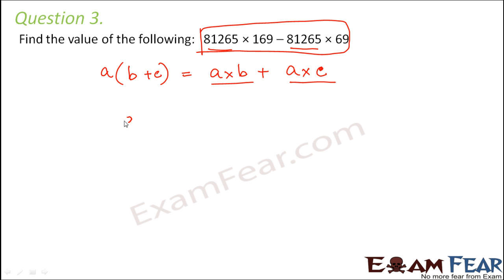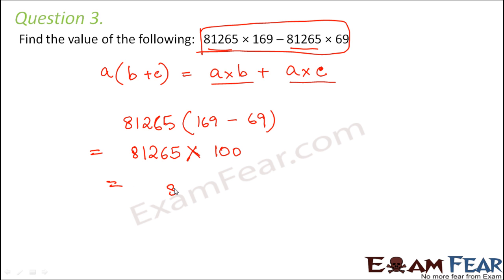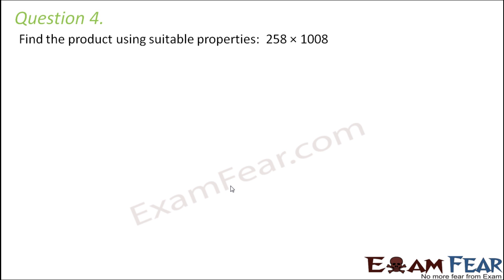So by distributive property, we can take this common 81265 and put inside 169 minus 69. You see, your calculation became very easy, because otherwise you would have to multiply these huge terms. So 169 minus 69 would be 100. Therefore 81,26,500 would be the answer. Question number 4. Find the product using suitable properties.